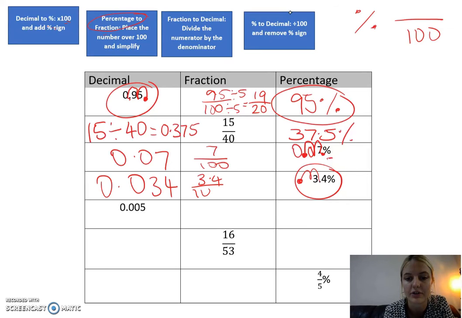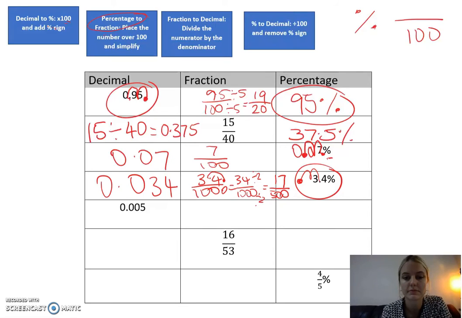Going from percentage to fraction, place the number over 100 and simplify. 3.4 over 100. Now there is a rule when simplifying fractions, you don't want there to be a decimal. So let's jump our decimal to the right by timesing by 10, and we'll also times by 10 on the denominator as well. We're left with 34 over 1000. Let's simplify this. Let's start by just halving it. Divide by 2. That will be 17 over 500. Can't be simplified because 17 is a prime number.